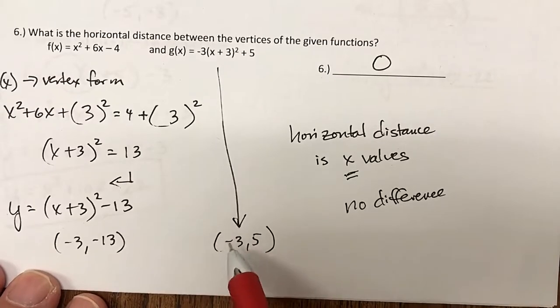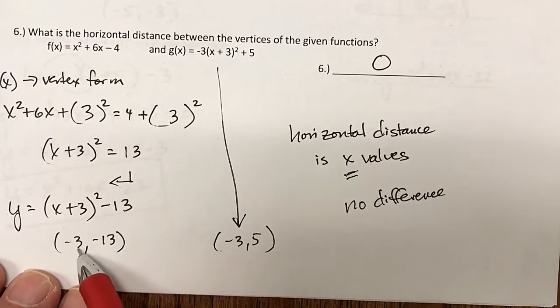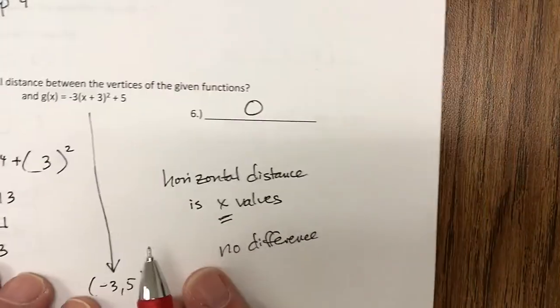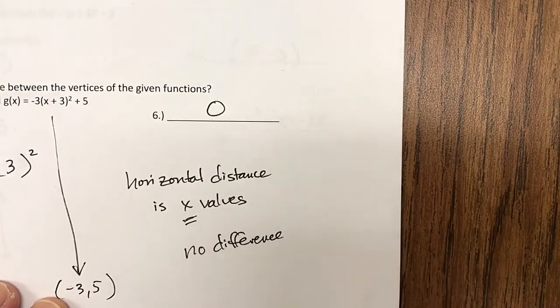Well, this one was -3, 5. So in terms of a horizontal difference, they don't move at all. The x value is the same, -3. So there is no horizontal distance. No difference at all. So we'd say 0 spaces.